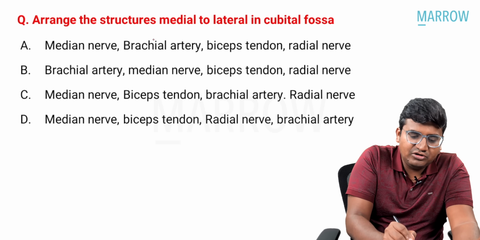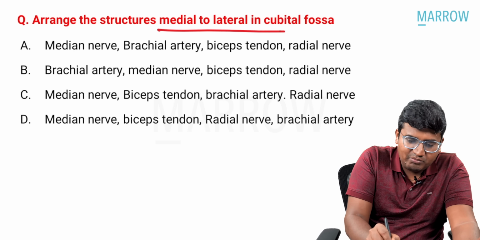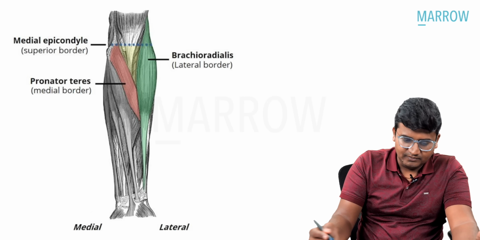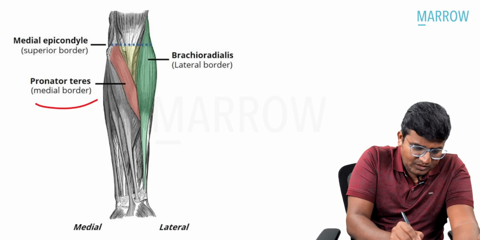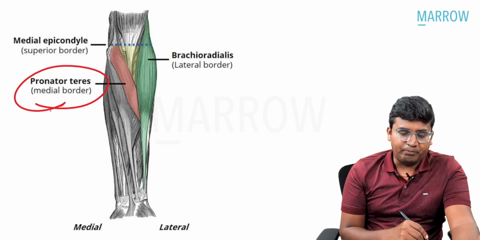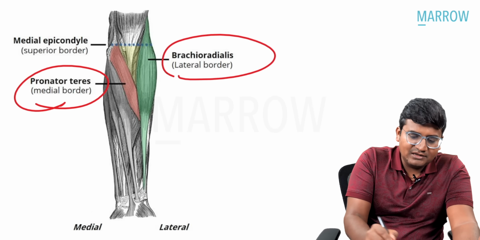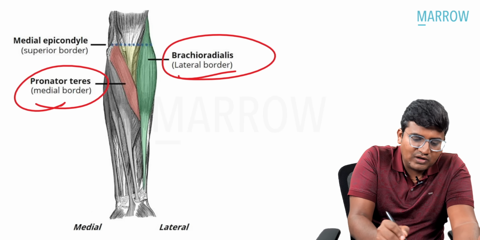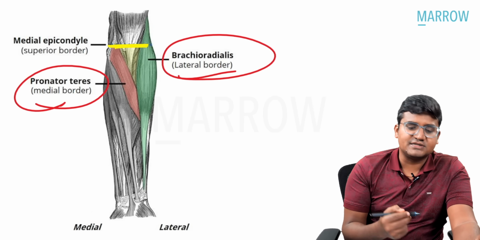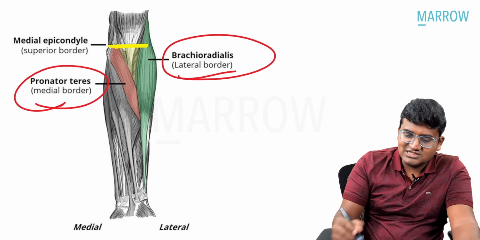Now this time they are asking you to arrange the structures in a sequence from medial to lateral in the cubital fossa. First, what is the boundary for cubital fossa? Medial boundary, our pronator teres muscle. Lateral boundary, brachioradialis muscle. And above, the base is formed by the imaginary line connecting the 2 epicondyles of the humerus.